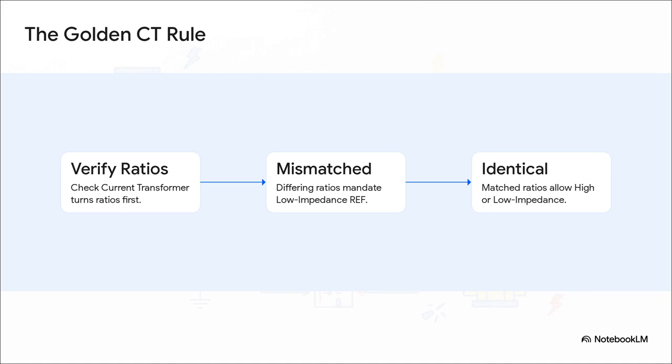Step 1, always verify your current transformer, or CT, turns ratios first. If your phase CTs and your neutral earthing CT have different turns ratios, say you've got a 2000/1 phase CT paired with a 1000/1 neutral CT, you are automatically restricted to Step 2, low impedance REF. That mismatch alone completely forces the low impedance path, no matter what your personal preference is. Now, if and only if the ratios are perfectly identical, you move to Step 3, where you actually have the luxury of choosing between high or low impedance.